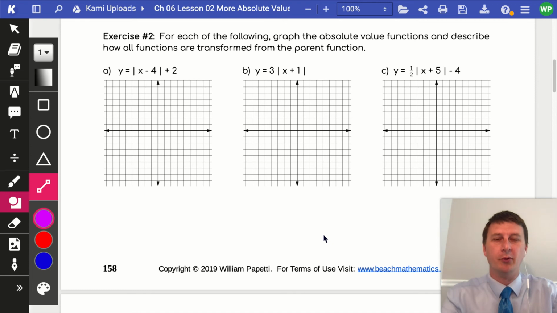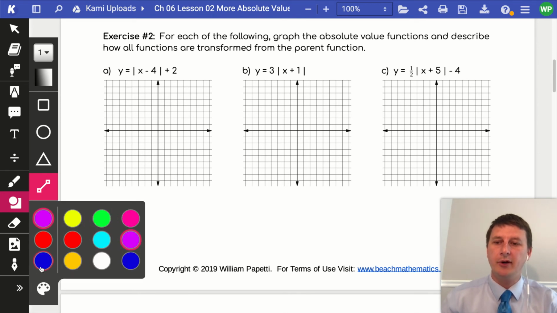In this video, we're going to continue on with more absolute value graph transformations, where we're going to look at exercise number 2 that says, for each of the following, graph the absolute value functions and describe how all functions are transformed from the parent function. So we're going to start off by describing how they're transformed.